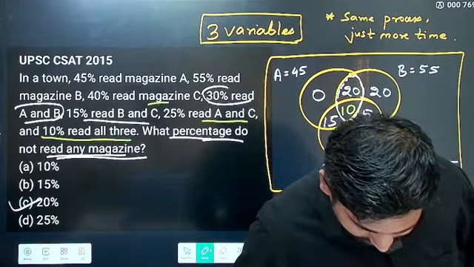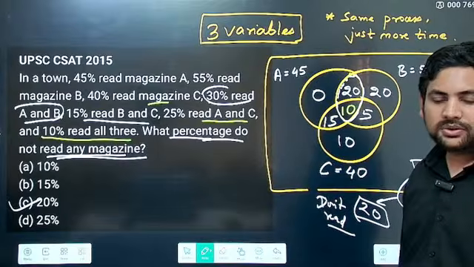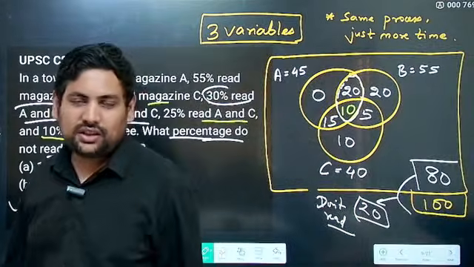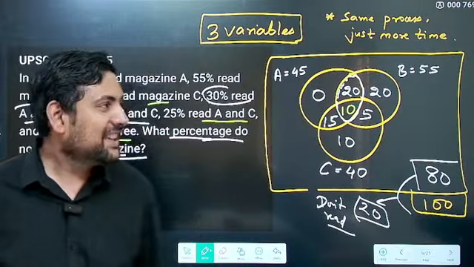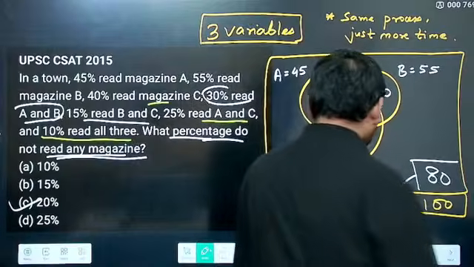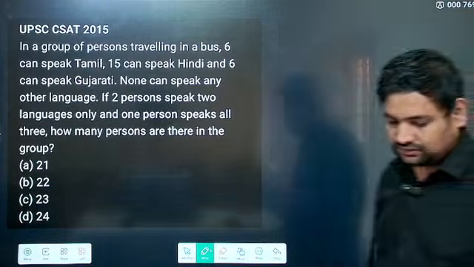Yes, Shweta. Correct. Understood? Simple. Just follow the process. It is a little lengthier than the two-variable one, of course, but otherwise it's easy. Okay, then let's do another.